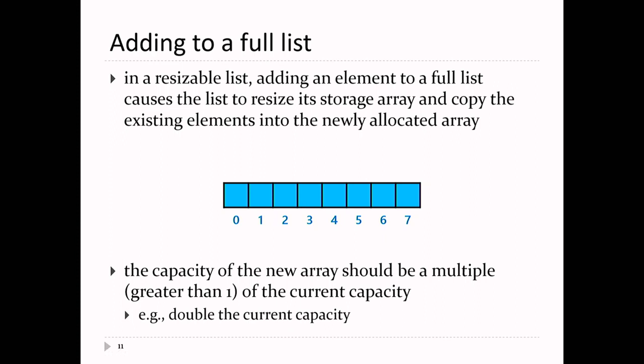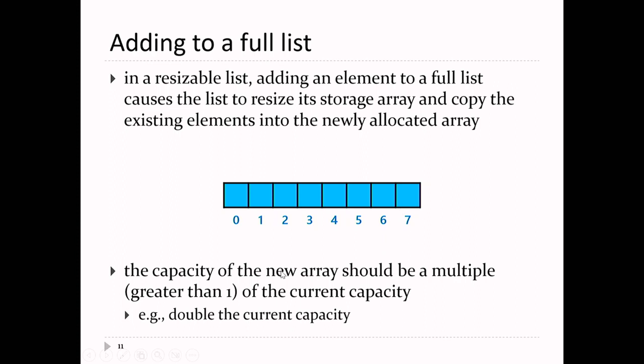Now, if I have a full list and someone wants to add to that list, and I want to be able to grow the size of the list, that means I have to take this array and replace it with a bigger one, because I need more space to hold the next element. So in a resizable list, adding an element to a full list causes the list to resize its storage array. When I resize the array, I've got to copy all of the elements from the old array into the new array.